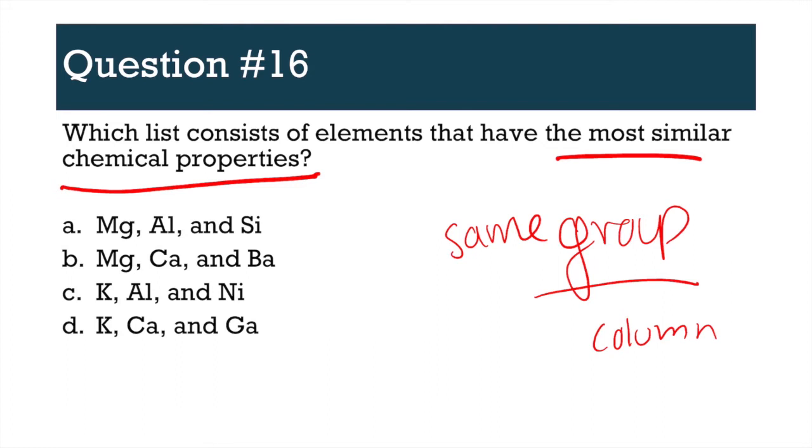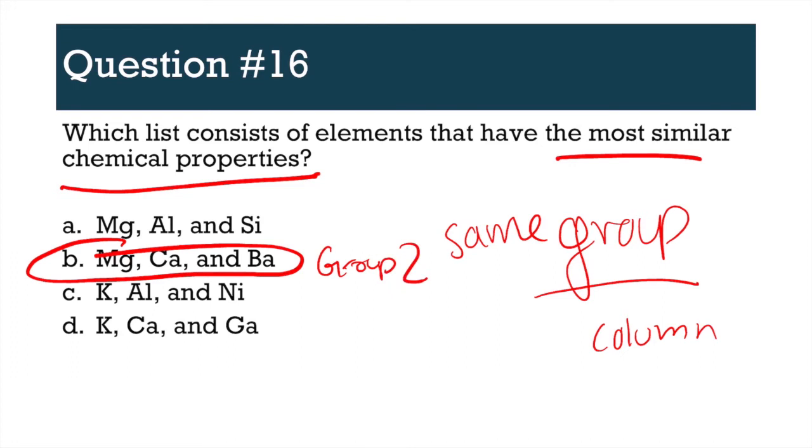If you look for all of these elements, the only option that has all three in the same group, or same column, is B, and that is the start of group 2.